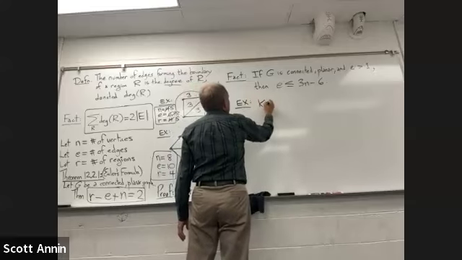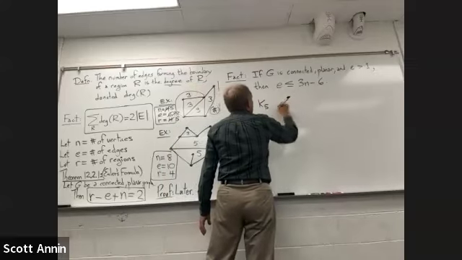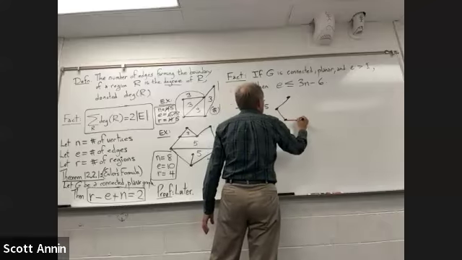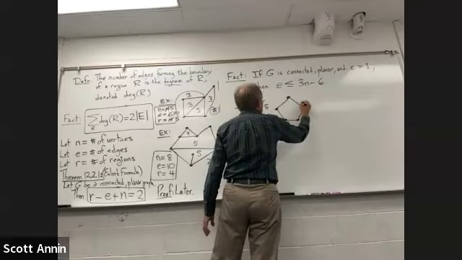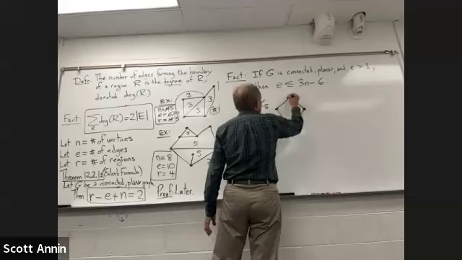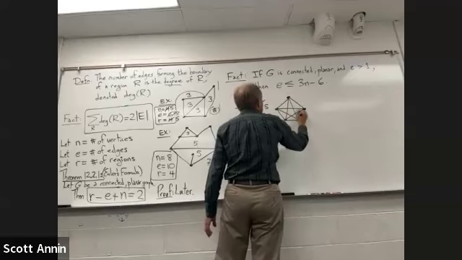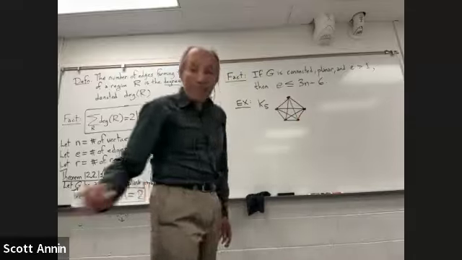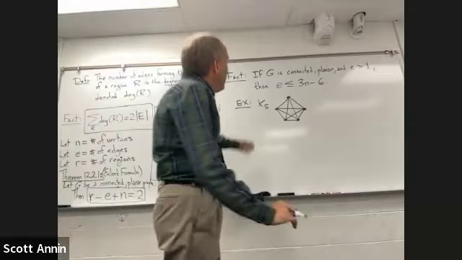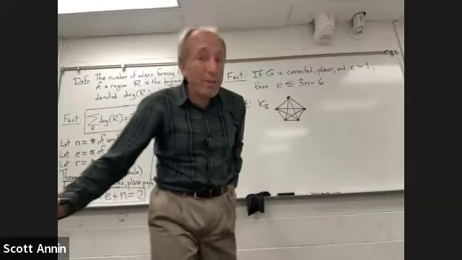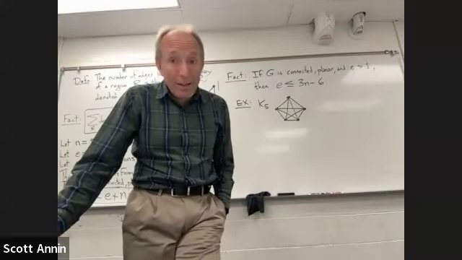Let's look at K5, right? K5 is going to look like this when I give the standard representation of it. It's got a star in the middle and then the pentagon on the outside. That's a graph of K5. And I've mentioned before that this graph is not planar.